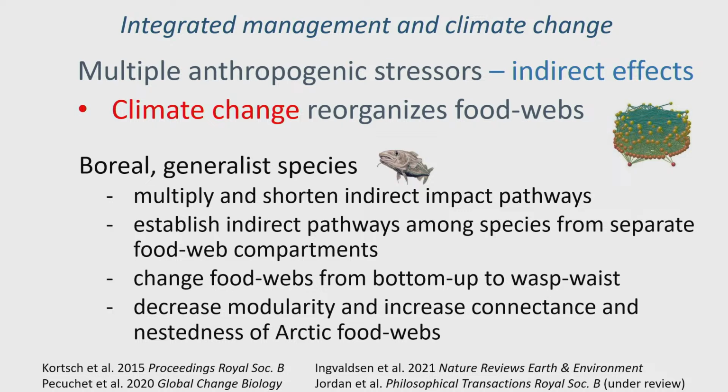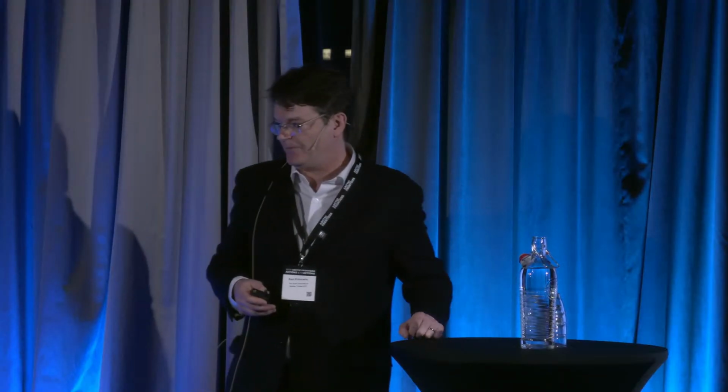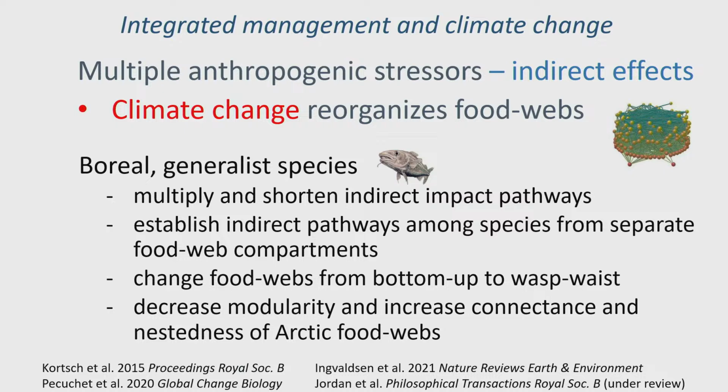So here is just a short summary of what is happening to food webs, so to the very structural properties of an ecosystem that mediate indirect effects of multiple stressors. A short summary of what it implies that boreal generalist species are coming in. This is a short overview based on a number of papers we have published in the past on this specific issue of food web reorganization and then indirect effects of multiple stressors.